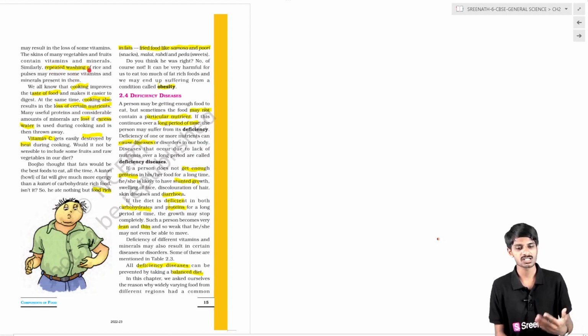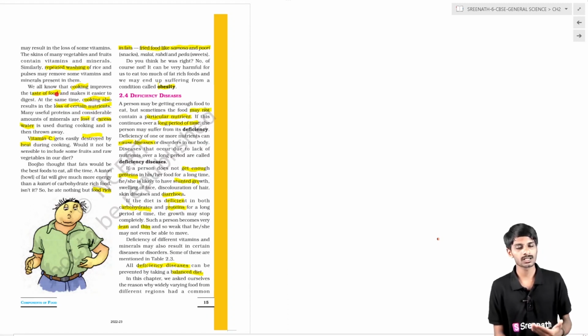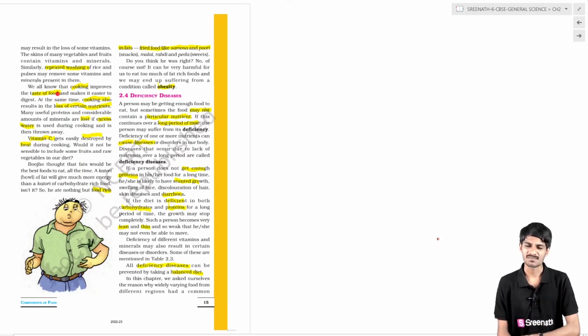Repeated washing of rice and pulses may remove some vitamins and minerals. So don't repeatedly wash your food items. Washing after cutting or peeling removes vitamins and minerals from your food. So don't wash after cutting or peeling. And repeated cooking, heating also removes some nutrients, like vitamin C.